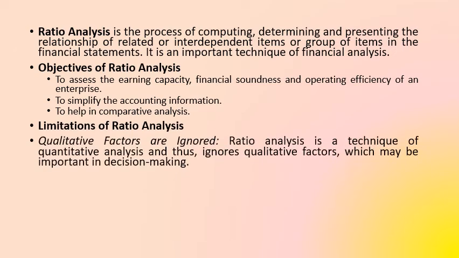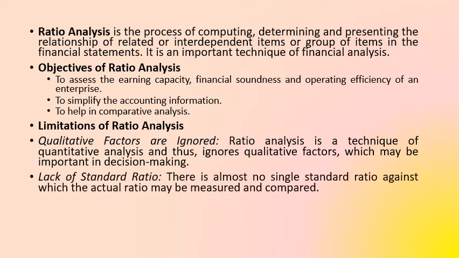Limitation: it ignores the qualitative factors, because it is basically talking about different data, different historical facts which are present in the financial statement. That's why qualitative factors are ignored. Lack of standard ratio: in most cases you will find very few ratios where an ideal ratio is given, but in most cases the ideal or standard ratio is not given. That's why you have to interpret on your own, not having the standard one.